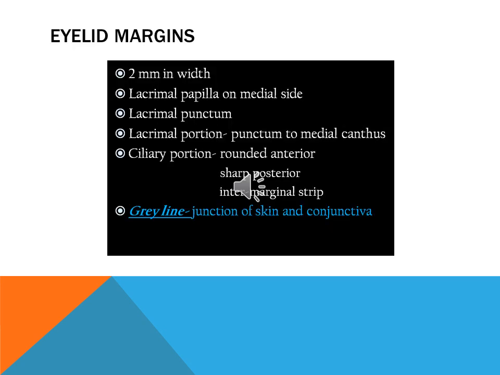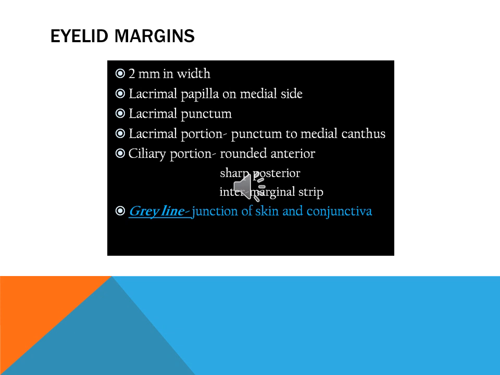Lid margins are 2 mm in width. They have two portions, the ciliary portion and the lacrimal portion. At the junction of these we have the lacrimal papilla, over which there is a perforation, which we call the punctum of the lacrimal duct.